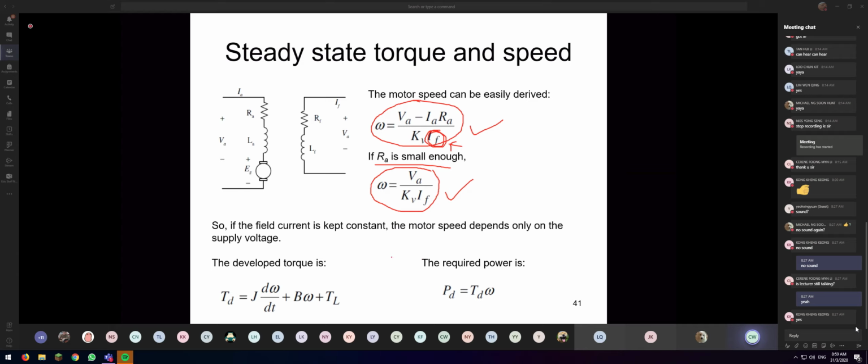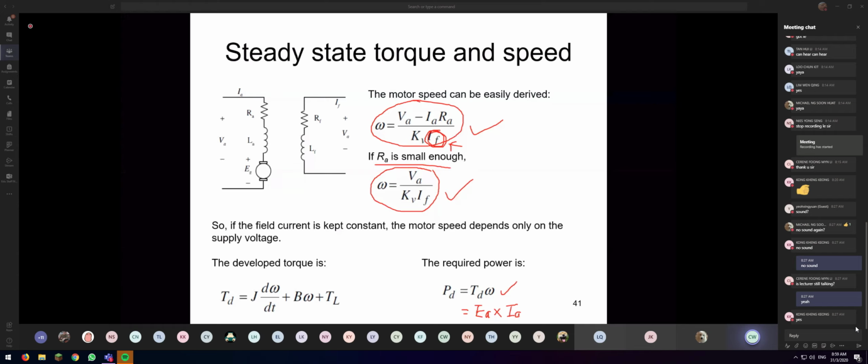Okay, and then the power can be determined by two formulas. One is the developed torque multiplied with the speed, or you can use this formula also. You can use the EA, the back EMF, multiplied with the current. Yeah, you have two different ways to calculate the developed power.